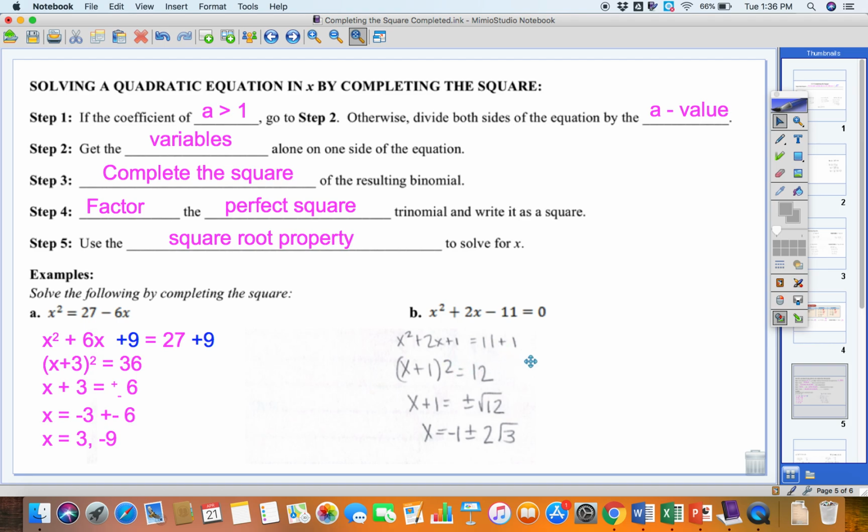Then we're going to factor our trinomial and write it as a square. So it's x plus 1 squared equals 12. Take the square root of both sides. So x plus 1 equals plus or minus the square root of 12. Move the 1 to the other side. So we have negative 1 plus or minus 2 square roots of 3. You can't actually combine these because you have a whole number, or an integer, and a radical. So they're not like terms, so you just leave the answer like this.